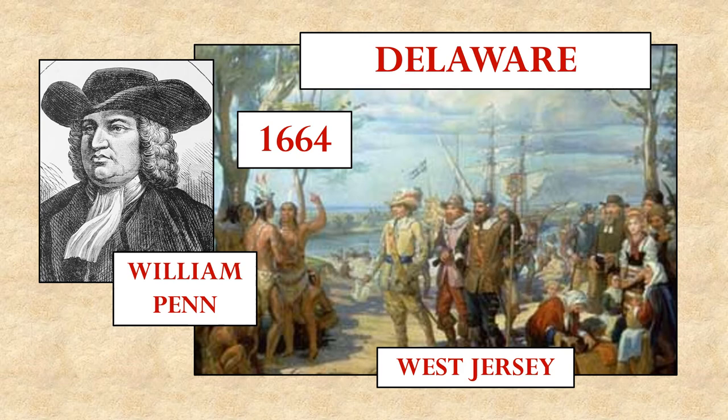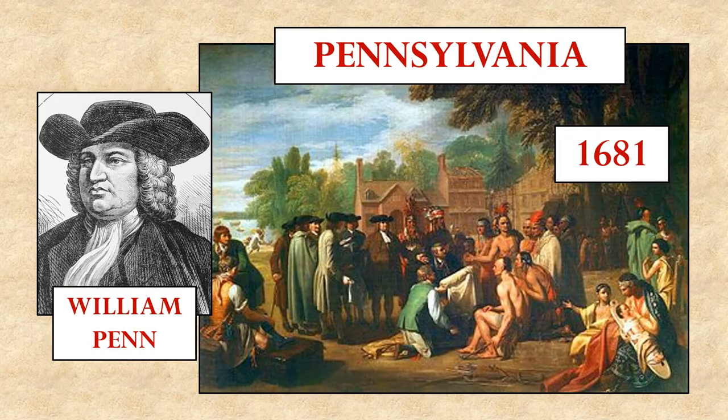So first he got permission in 1664 to set up this colony in what was called West Jersey when the Dutch first had it, and became the state of Delaware eventually in American history. So this little colony of Delaware was set up by William Penn in 1664 with permission of Charles II. William Penn eventually decided that wasn't good enough. So he petitioned and got permission from the king to set up an additional colony. This would become Pennsylvania, and he set it up in 1681, specifically as a safe haven for the Quakers.